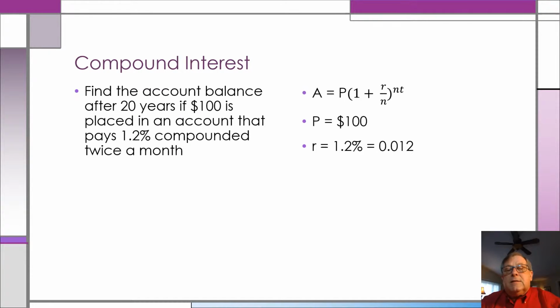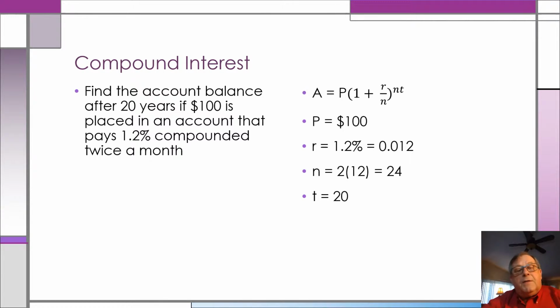Now N is the number of compounding periods, and we're told that we're compounding twice a month. Well, there's 12 months in the year last time I looked, and if we're compounding twice a month, that's 2 times 12, so N is going to equal 24. So we've got P, $100, we've got our rate R, 0.012, we've got N, the number of compounding periods, 24, and now we're left with time, which we were told was 20 years.